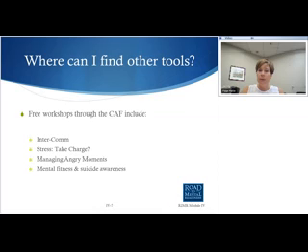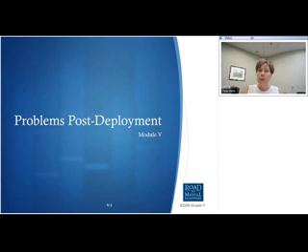That would take us to the end of that module, and it would be here where you would insert options C and D. So parents of dependent children and parents of the returning member, and we'll talk about those at the end, prior to moving into Module 5, which is problems post-deployment.